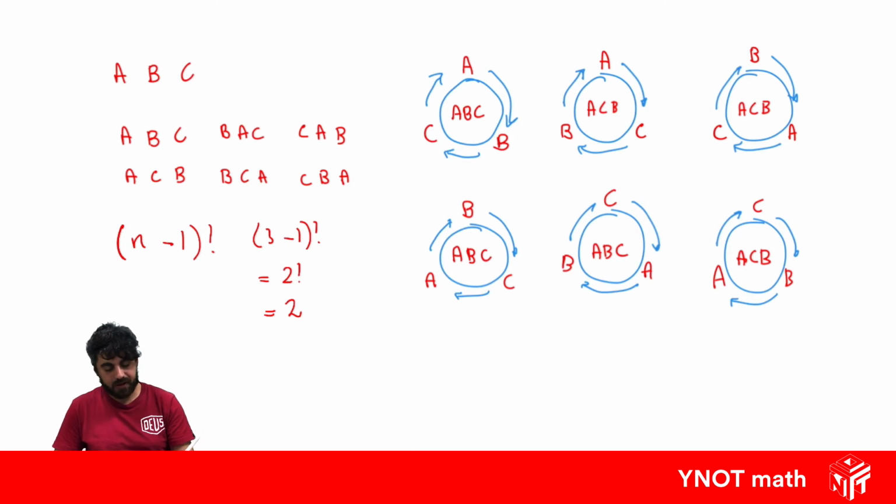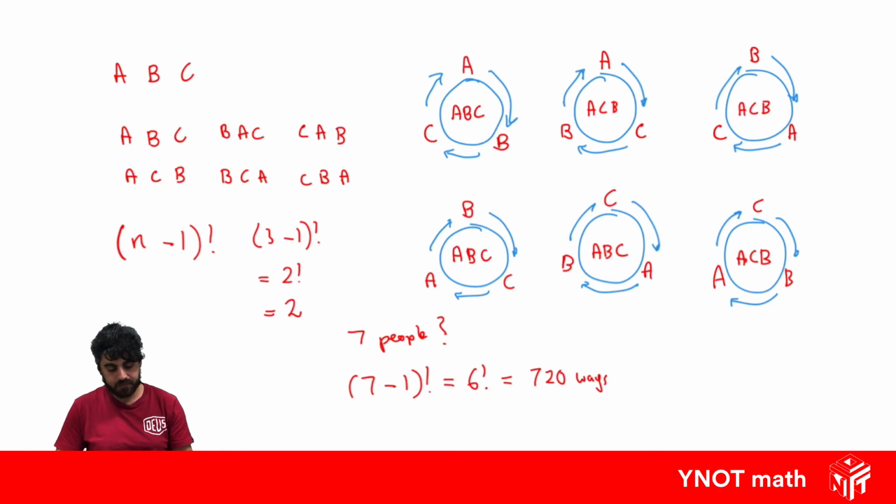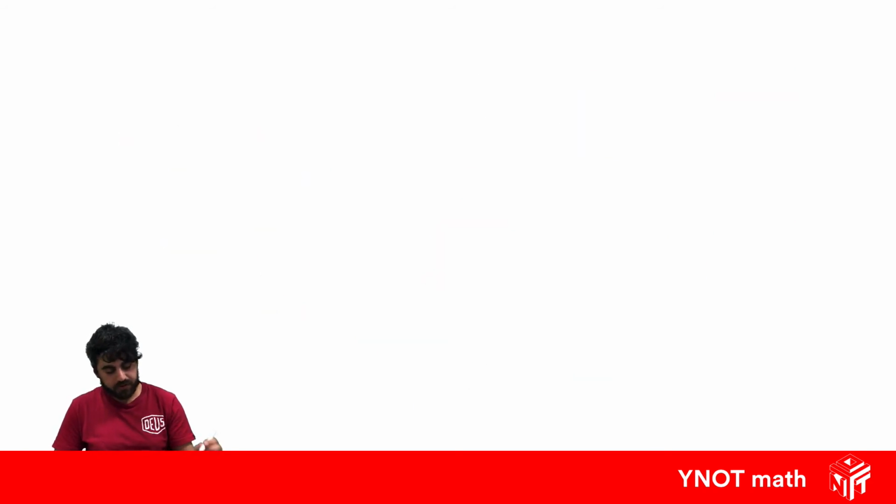So how many ways could 7 people be seated around a table? Well, that's just 7 minus 1 factorial, which is 6 factorial, which is 720 ways. But what if there were some kind of restrictions? What if we had 15 students in a class and 3 students wanted to sit next to each other?